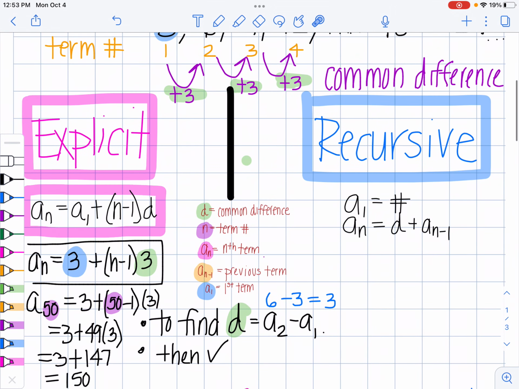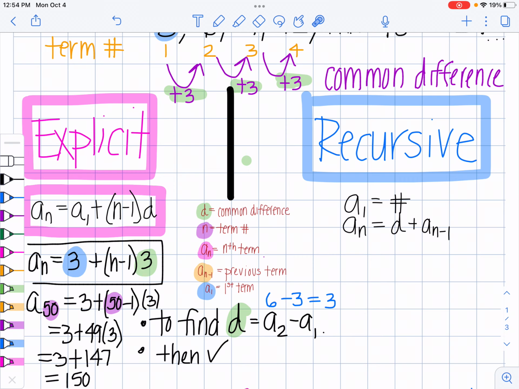Okay, so then we have what's called the recursive formula. The recursive formula uses something that we call the previous term. So this right here, a sub n minus 1, stands for previous term. So when we write a recursive rule, we need to know 2 things. We need to know what the first term is, which is why I have a sub 1 is equal to whatever number it is. And then my nth term is equal to whatever the difference is plus my previous term.